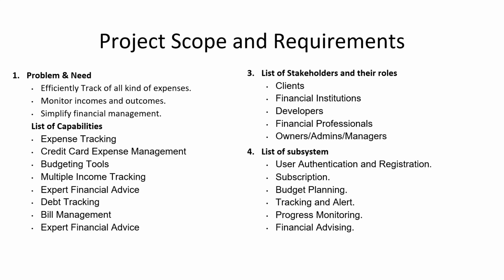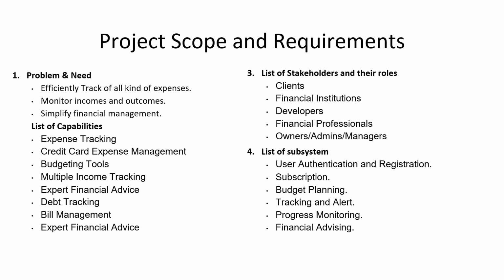Okay, so I'm going to start by describing the project scope and the requirements. First of all, our project will aim to solve the problem most clients would face, which in this case is a financial problem. As you can see here under our problem need, we have three objectives which we're trying to solve: efficient tracking, monitoring income, and simplifying financial management. Also, we have the list of capabilities here. There are expense tracking, credit management, and you can see the rest over there.